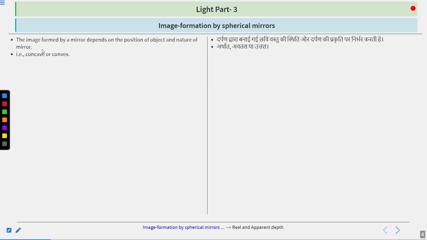Therefore, the concave or convex, the nature of the mirror, the type of mirror, whatever you want to call it, is totally up to you. So there is a tabular form, and with this table we will try to understand at what position, with which kind of mirror, we get which kind of image. So the first case that we are going to see is for the concave mirror.